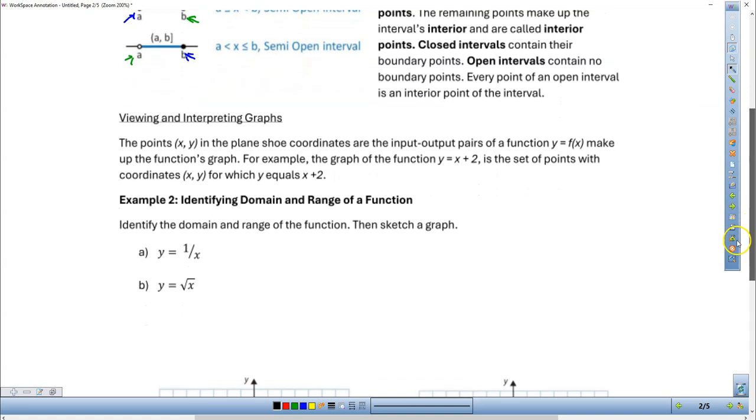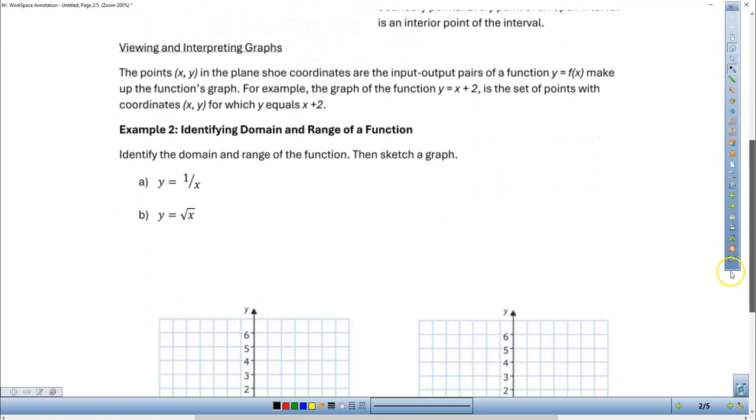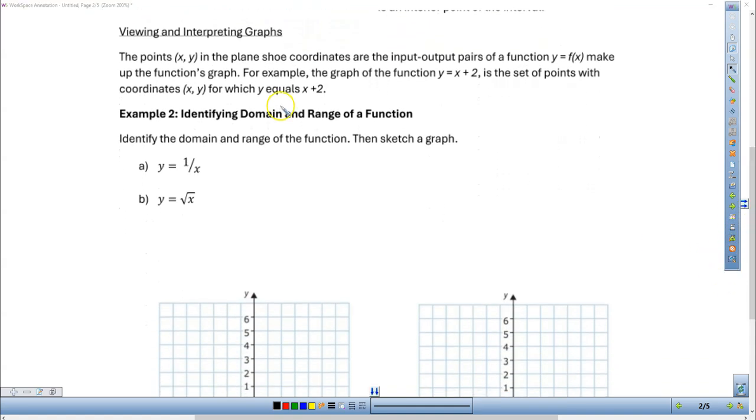Now, when we start viewing and interpreting graphs, the points x, y in a plane whose coordinates are the input-output pairs of a function, y equals f of x, make up the function's graph. For example, the graph of the function y equals x plus 2 is the set of points with the coordinates x, y, for which every y is equal to x plus 2.